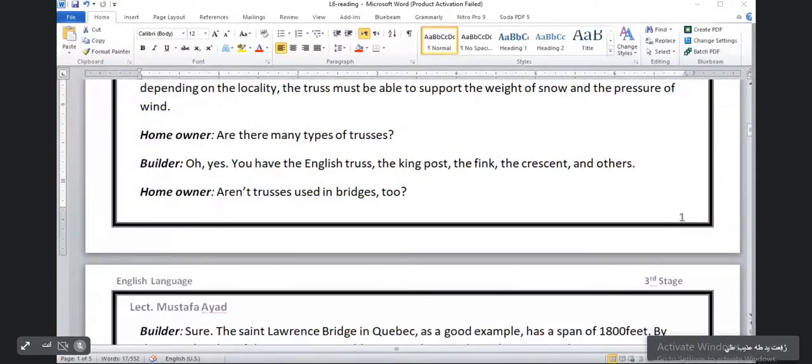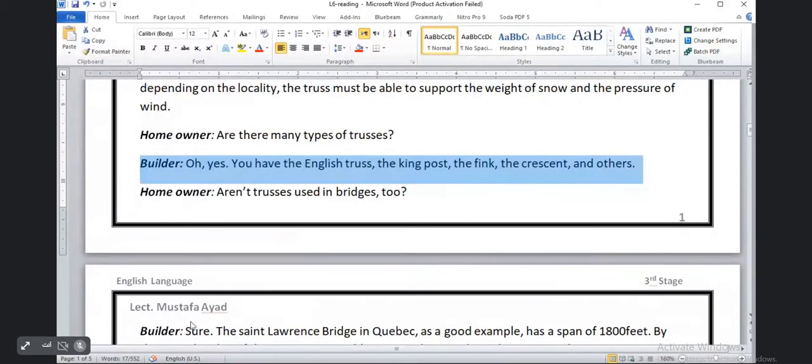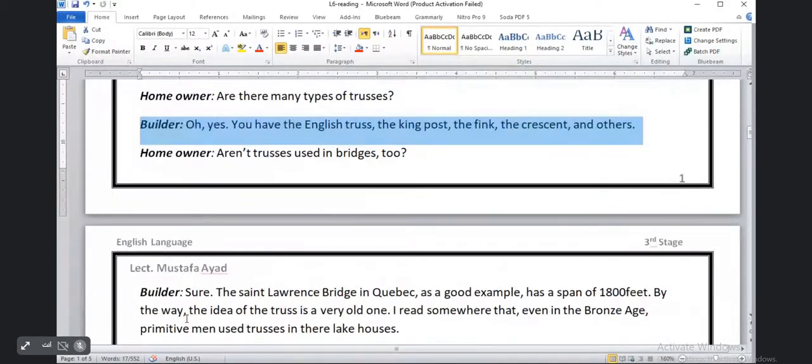Okay, Baha. Yes, doctor. What's your class, Baha? Class F. Class F, good. Baha, could you please read this part? Yes, doctor. Thank you. Builder.